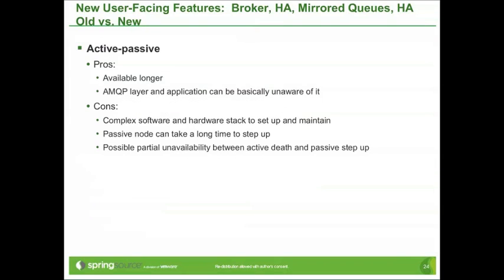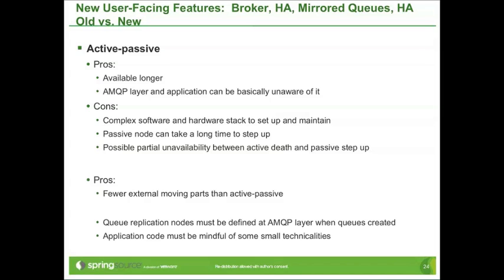So to review, active-passive, well, it's been available a long time. Your AMQP layer and your application can be basically unaware it's there. The downside is you have to maintain this hardware and software stack, both your monitoring solution and your shared storage, and you have to set it up and get it working in the first place. Passive nodes may take a while to step up, and you can have a period of sort of partial unavailability between the death of the active leader and the step up of a passive follower.